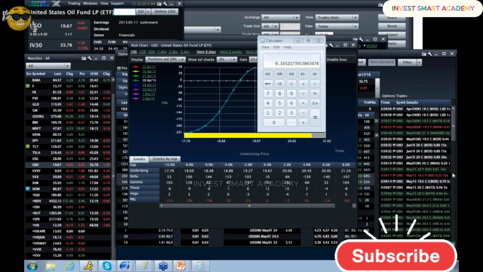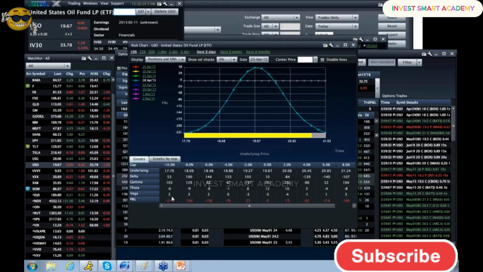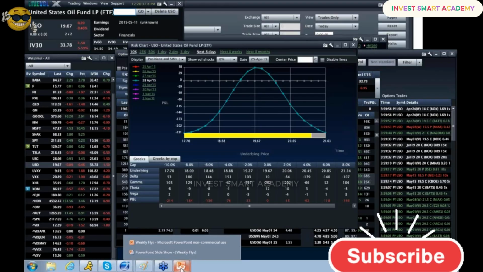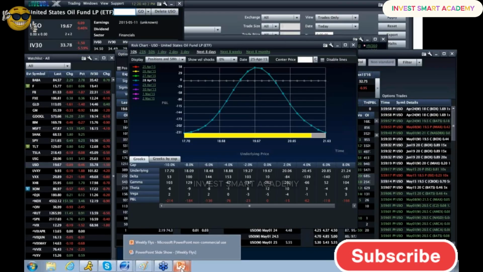How about using low beta stocks in general for this trade? I think that makes a lot of sense. I'll bet low beta stocks typically have more overpriced implied volatilities than high beta stocks.